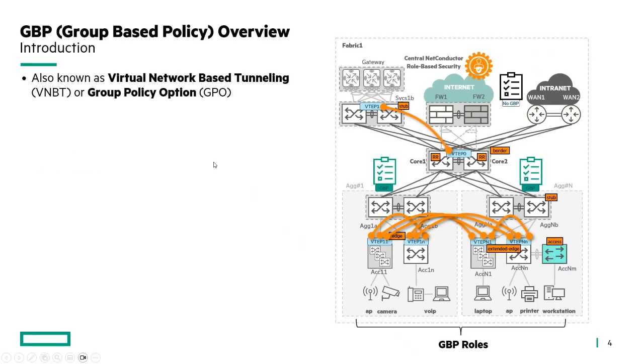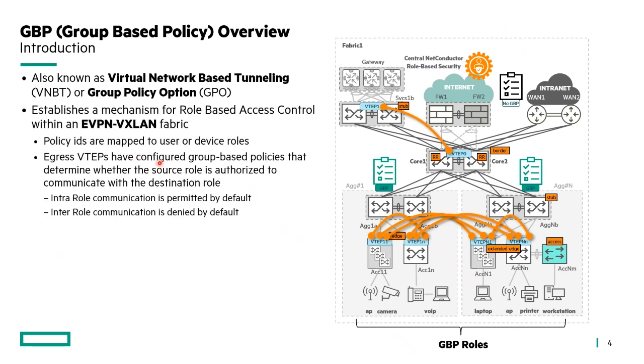Just as an overview of what GBP is, it's also known as virtual network-based tunneling, VNBT, or also known as a group policy option. We hear these terms used interchangeably. What it does is establish a mechanism for role-based access control within an EVPN VXLAN fabric. Policy IDs are mapped to user devices or roles, as you can see here at the bottom of the screen for APs and cameras, et cetera.